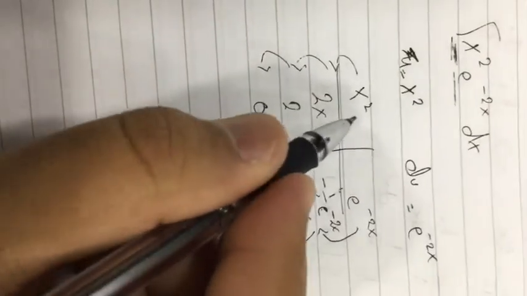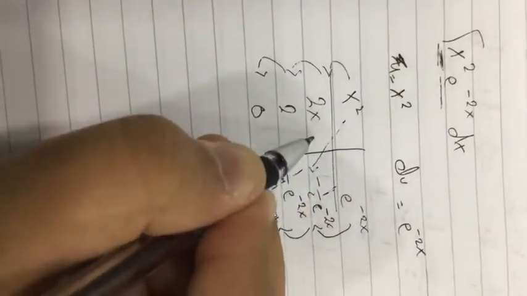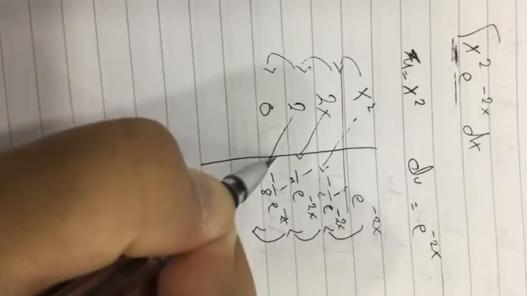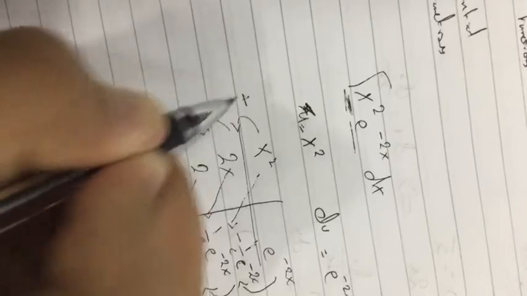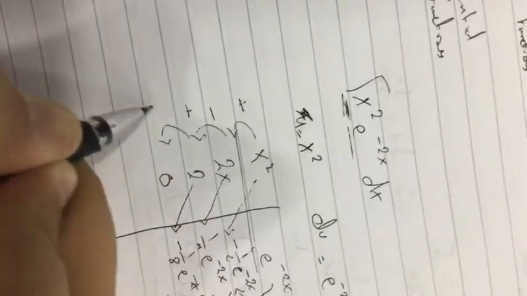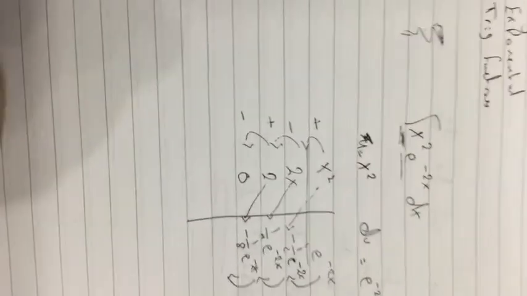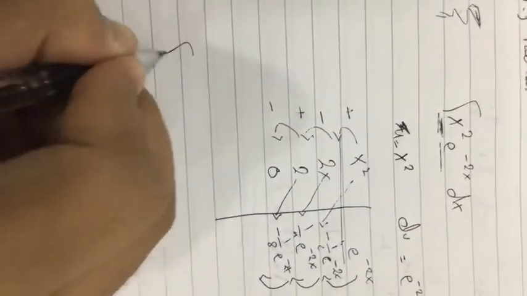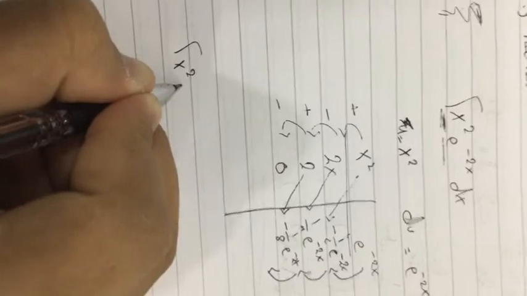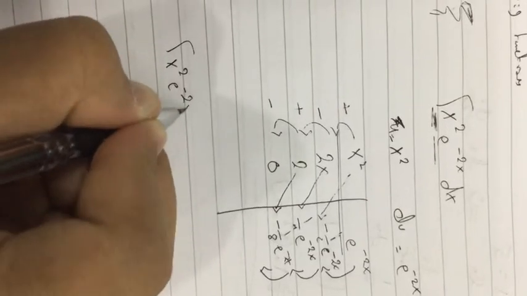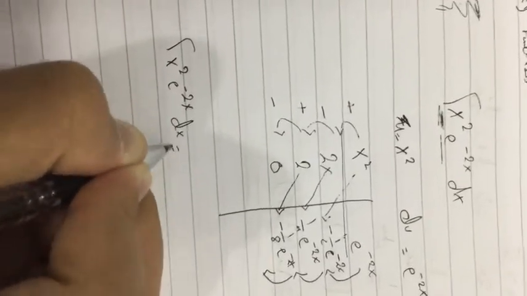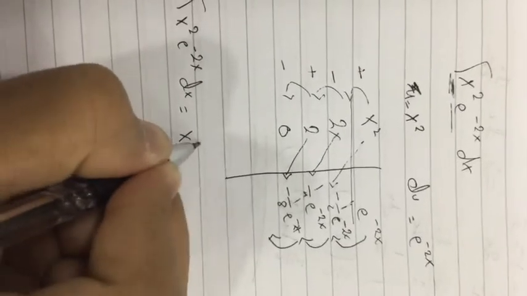Okay, then here we multiply the first one by the second, first by second. Here multiplication, and here plus minus. Okay, now we have the answer. The integration of x squared exponential 2x dx equals x squared.